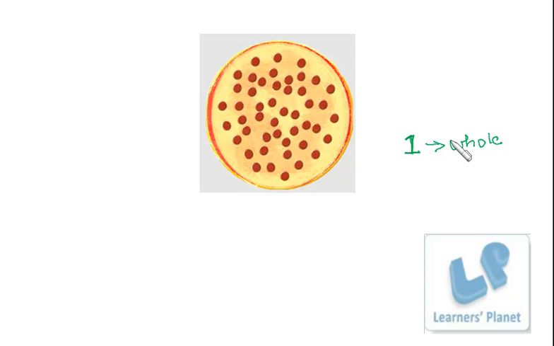Now your friend comes and tells you, I also wish to eat pizza. Now what do you do? You will have to serve the pizza to him also, isn't it? Otherwise, it won't look good. Now how would you offer? You cut the pizza into two equal parts, and one part you give him and one part you keep for yourself.